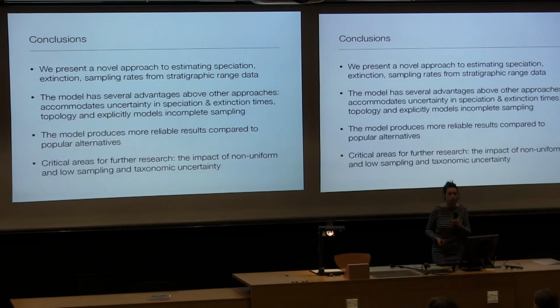And so just to quickly conclude, we present a novel approach, which is, to my knowledge, the first model that can use stratigraphic range data to estimate speciation and extinction rates along with times and account for incomplete sampling. And I just wanted to quickly emphasize that clearly one of the most important areas for further development is the handling of non-uniform sampling in these models, and also examining in more detail the impact of taxonomic uncertainty.